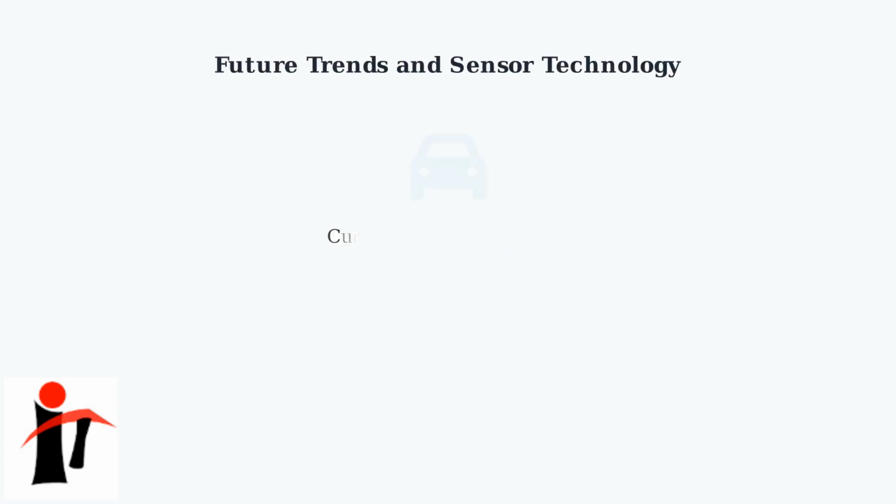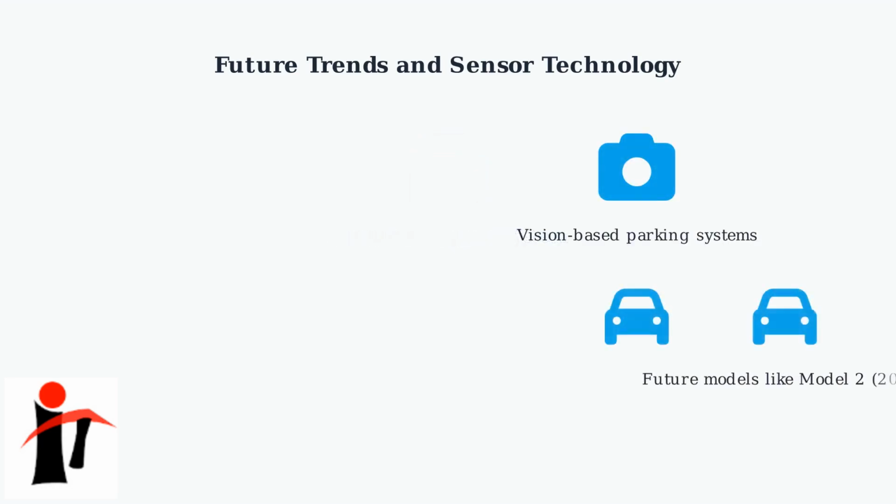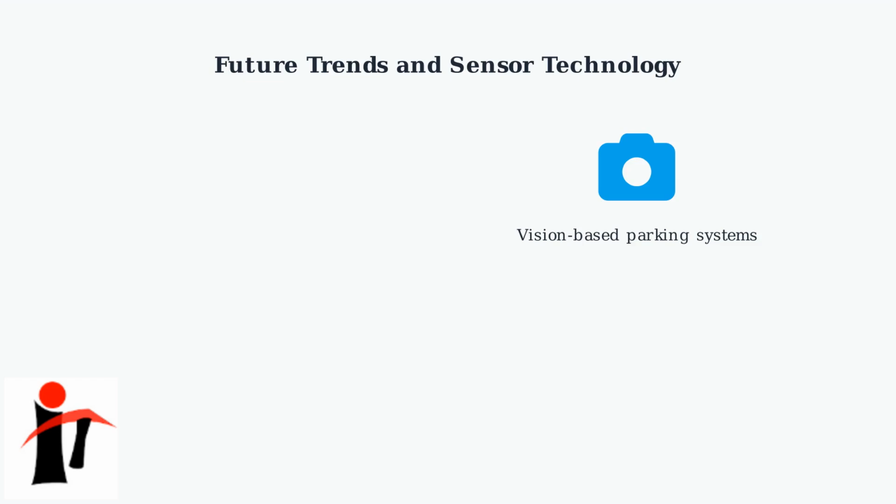Tesla is moving towards vision-based parking systems, reducing reliance on ultrasonic sensors. Future models, like the projected Model 2 in 2027, may eliminate ultrasonic sensors entirely. The current trend involves AI-driven fusion of ultrasonic sensors with camera systems for enhanced redundancy. Experts predict software-driven solutions and predictive maintenance will significantly reduce hardware failures in the future.